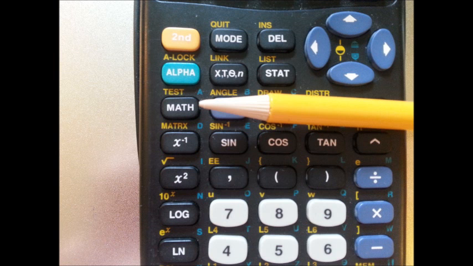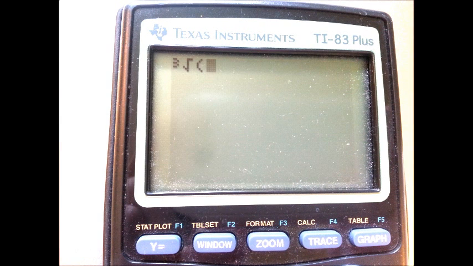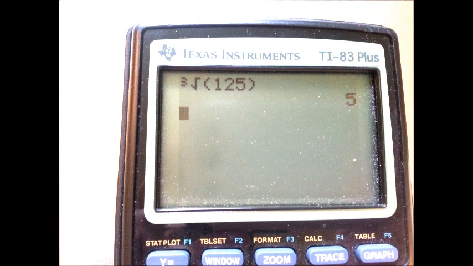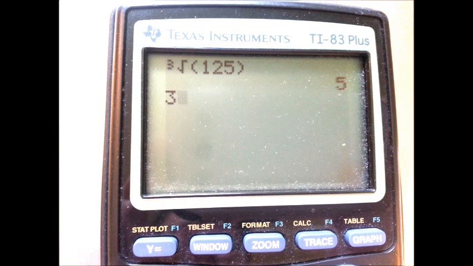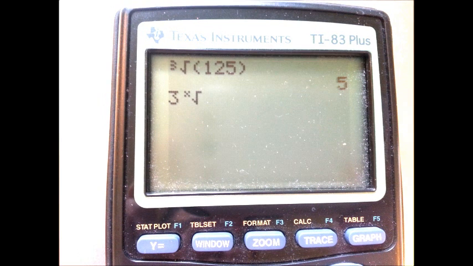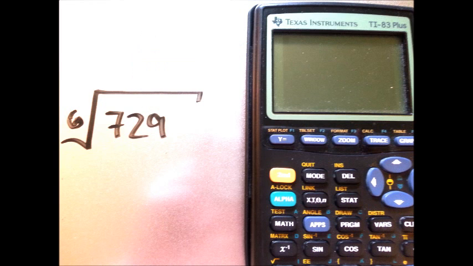You may have noticed that in your math menu there's a cube root option. The math menu also has an any root option that looks like this. You have to type the value of the root first, in this case a 3 for cubed, and then the symbol, and then the value. So here, for example, is taking the 6th root of 729.